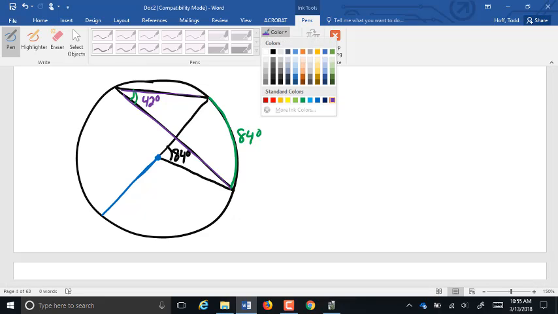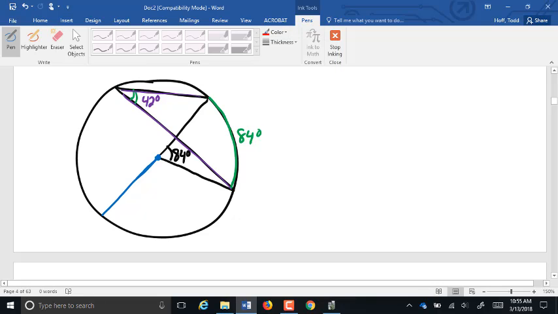Now I want to talk about this angle and this angle. What they're going to do. We know that this angle here has to be 96 degrees, right? Makes that angle 96 degrees. This arc over here has to be 108 degrees. So now the big question is why?